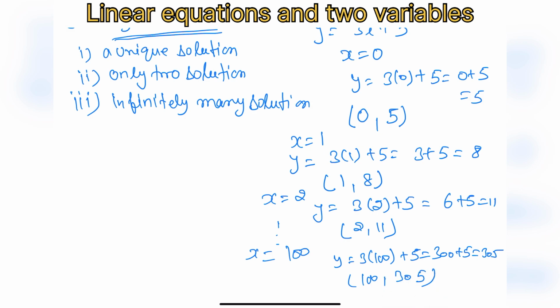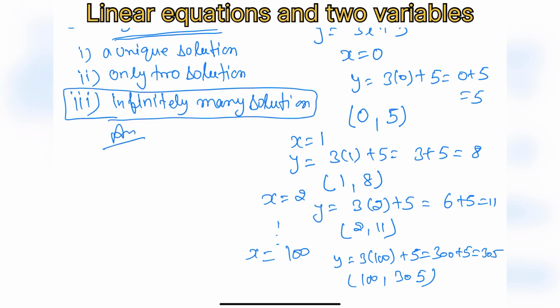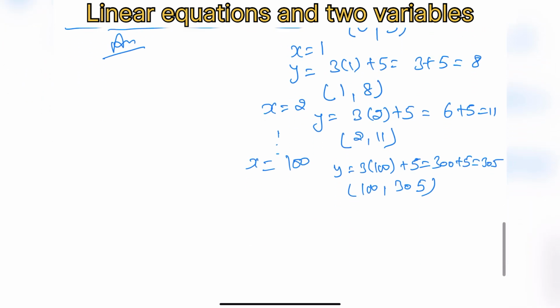So what do we conclude? That we have infinitely many solutions as our answer. We have infinitely many solutions because in place of x we can put different values, and after placing the different values we get different values of y. That means we get infinitely many solutions. So the correct option is infinitely many solutions.